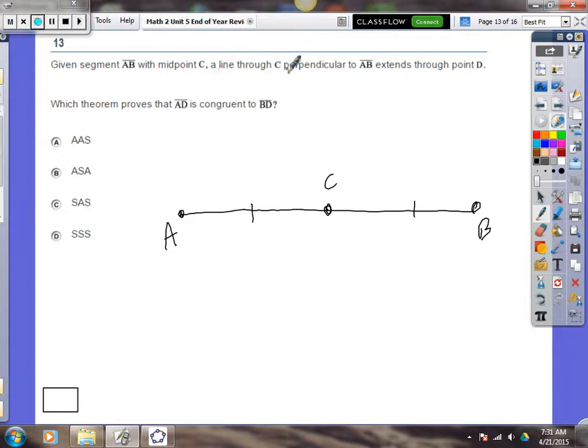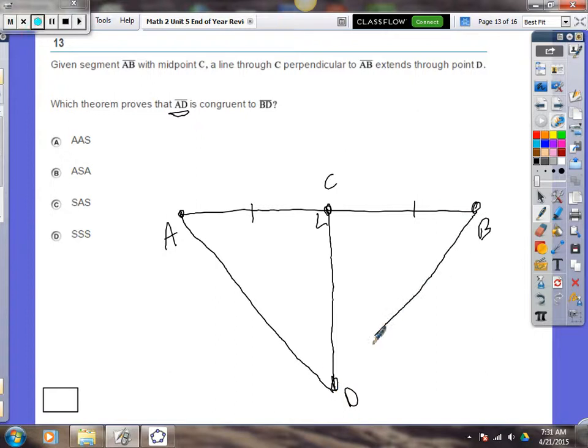A line through C that's perpendicular. So this is a perpendicular. That means that's 90. Extends to point D. So we'll call this point D. Okay, what do you know about AD? So AD is a line from here to here, and BD is a line from here to here.